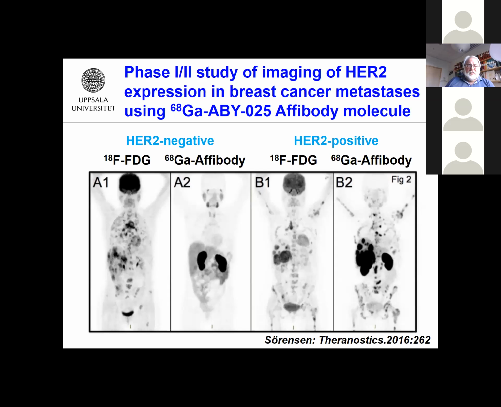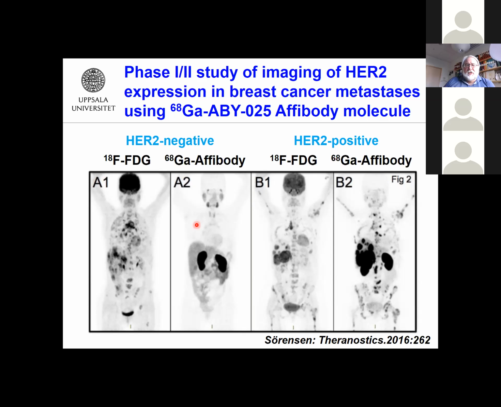On the opposite, if we had HER2 positive cancer, we had exactly the same position as with FDG visualized using Affibody molecule, including bone metastasis, liver metastasis. But we also were able to visualize certain metastases which were not really seen using fluorodeoxyglucose. That was a moment of triumph, I would say.